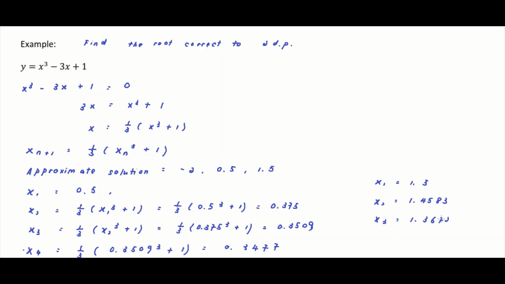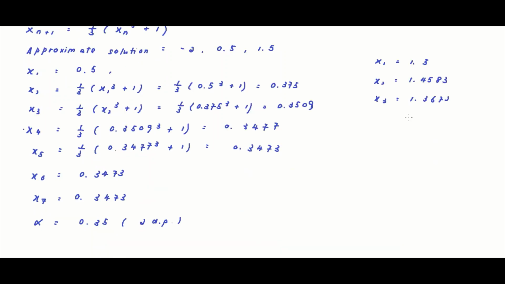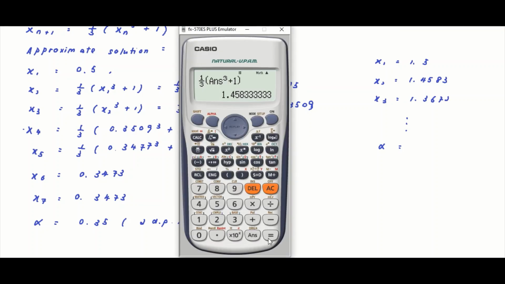1.3672. All right, and if you try to continue in your calculator, what do you realize? Can you get to a root that gives you the same value when you round it to 2 dp? So let's just press it in your calculator. As I continue, I realize that I reached a step that is almost the same as what I had previously, where when I round it off, I get 0.35 as well. Okay, so what do you realize?